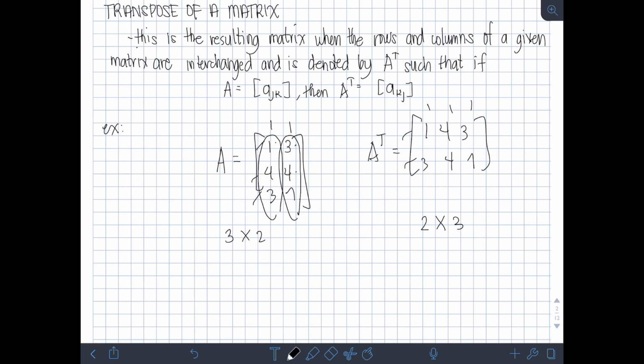So, pwede nyo isipin na gagawin yung column yung mga row. So, parang A raised to T is equal to 1, 3, 4, 4, 3, 1. So, same lang yon. Okay?